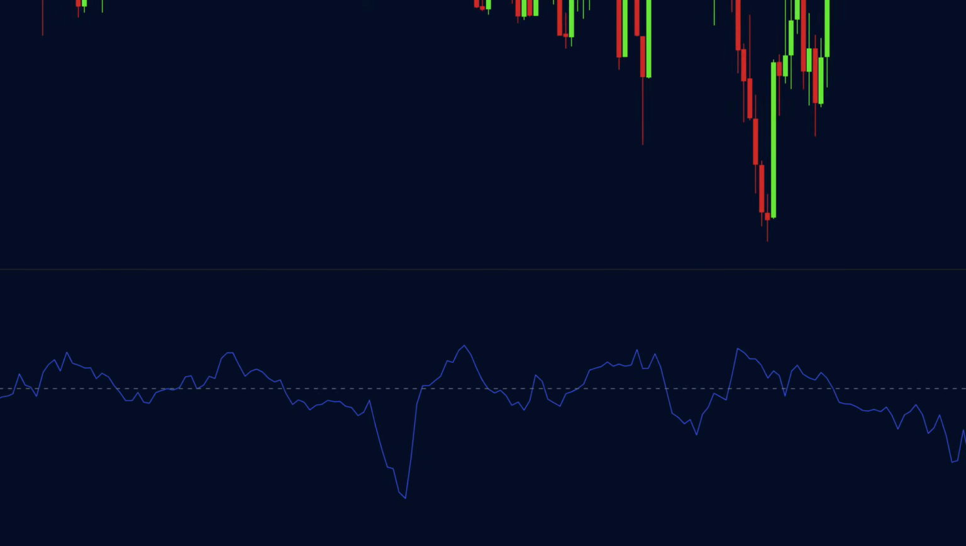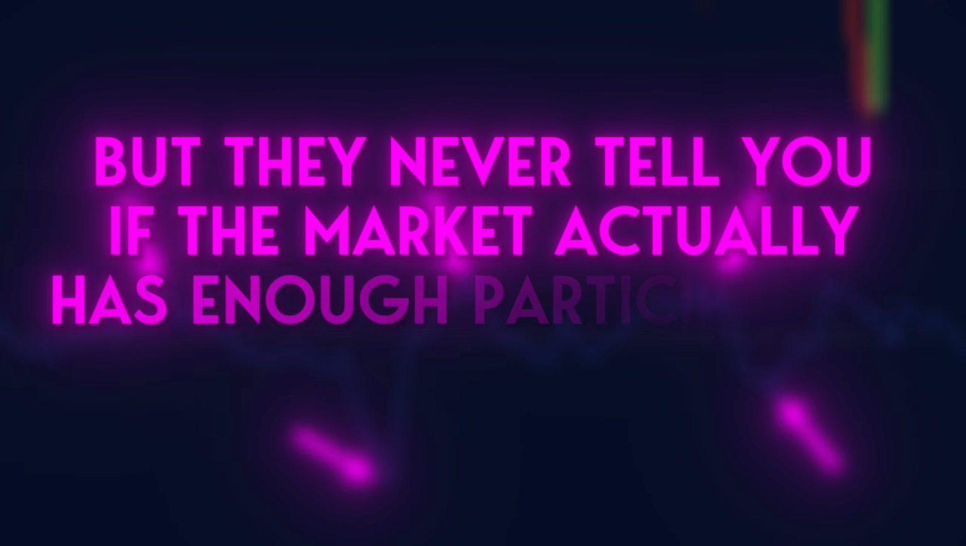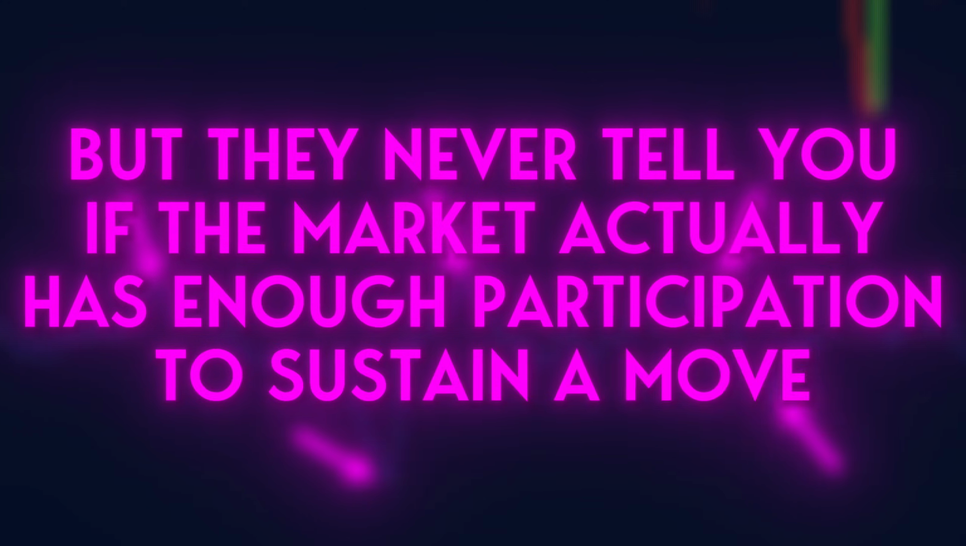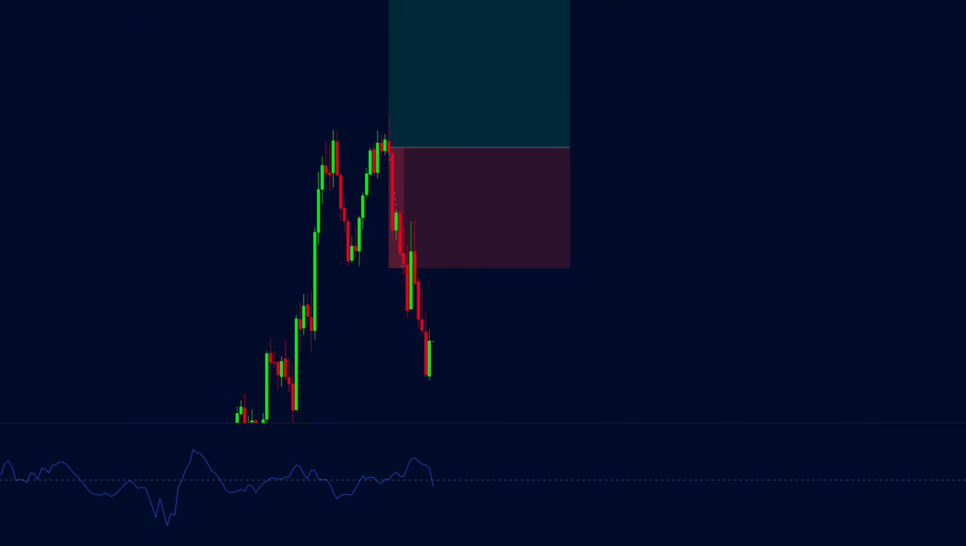You know what's wrong with most volume indicators? They show you volume spikes, but they never tell you if the market actually has enough participation to sustain a move. By the time you realize the volume was fake, you're already trapped in a low liquidity nightmare.